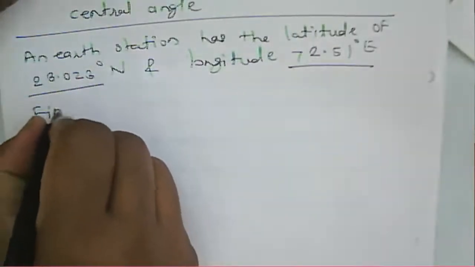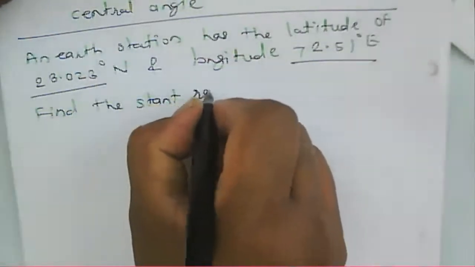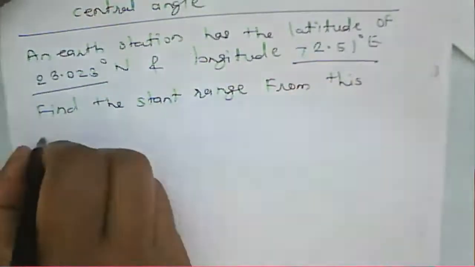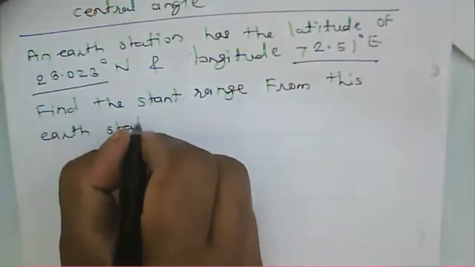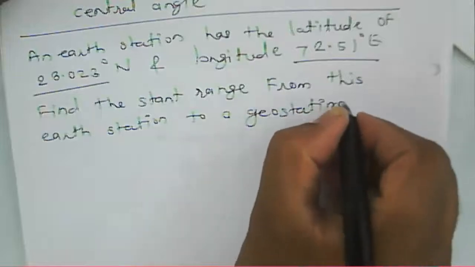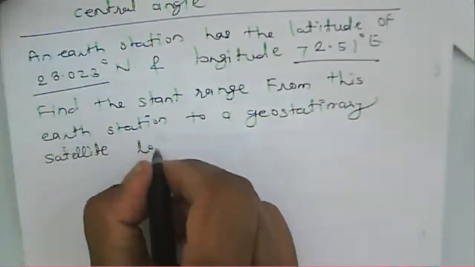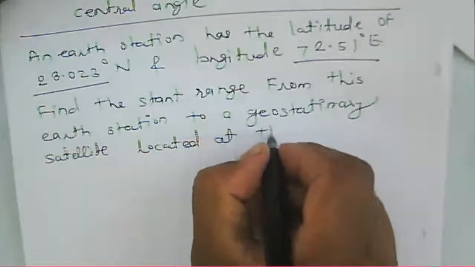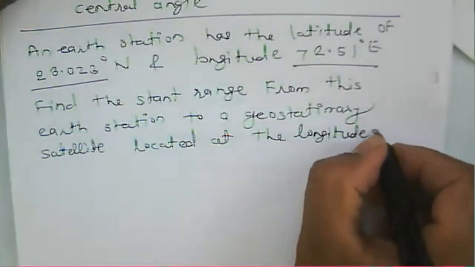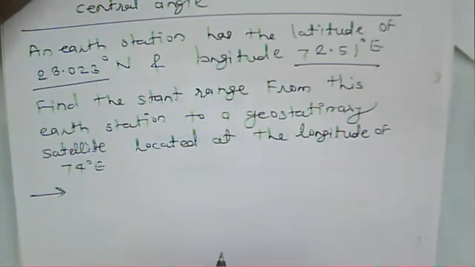Find the slant range from this Earth station to a geostationary satellite located at the longitude of 754 degree east. Now this term is given.